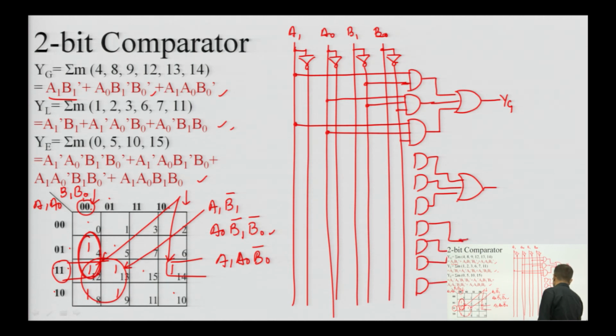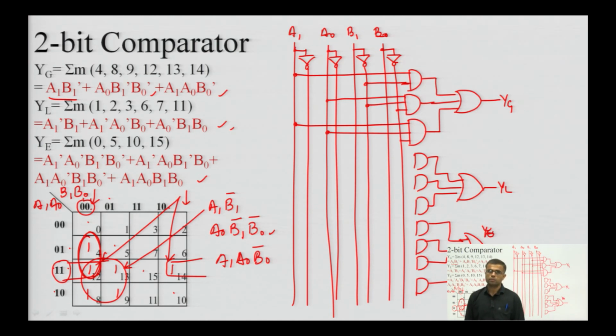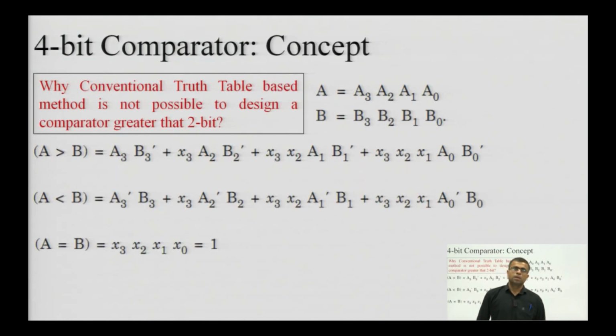Okay. So, they can be added together to generate the expression for yl, and this is ye. So, this is the concept of 2-bit comparison. Now, let us extend this concept to 4-bit comparison.